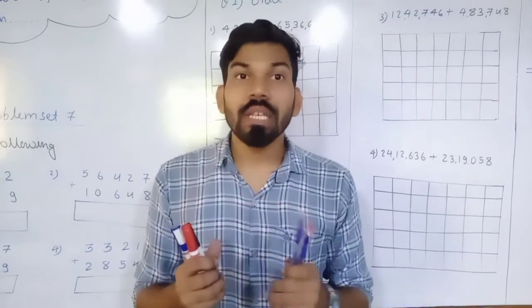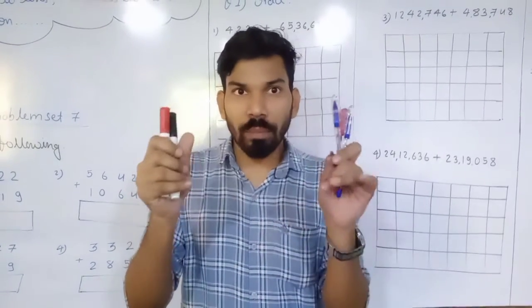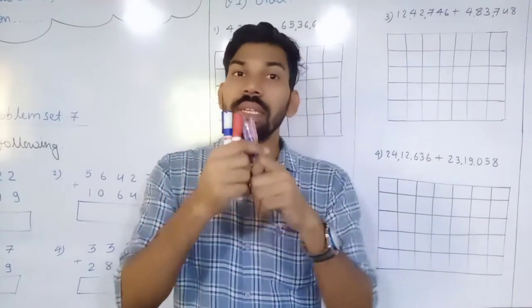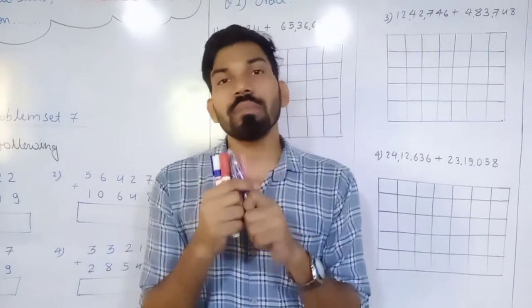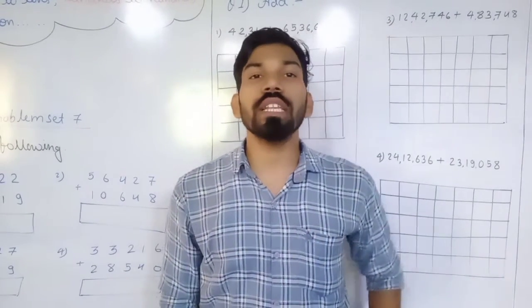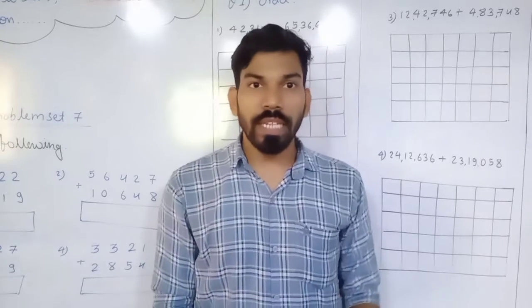For that answer, what do we have to do? We have to add these 2. 3 markers and 3 pens together become 6. I have 6 markers and pens altogether. So this way, nothing else, we are going to learn the addition.